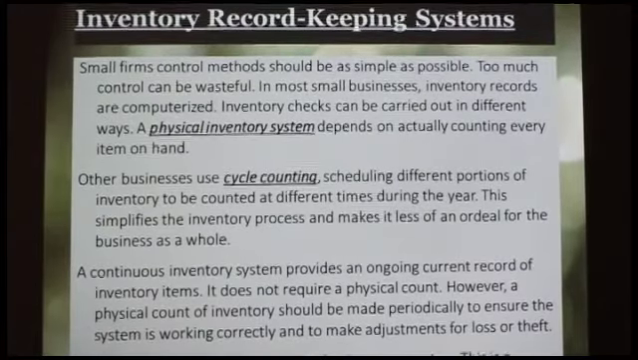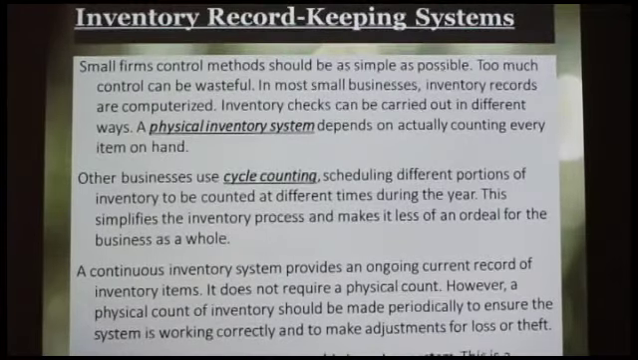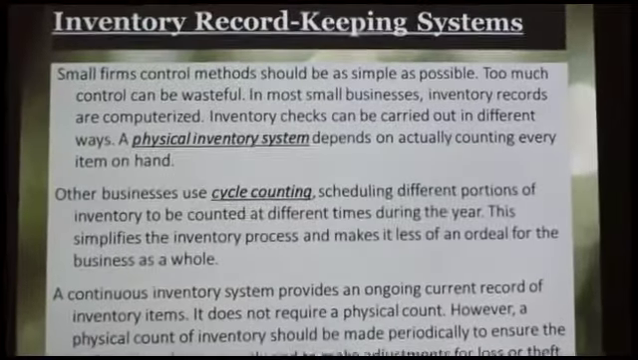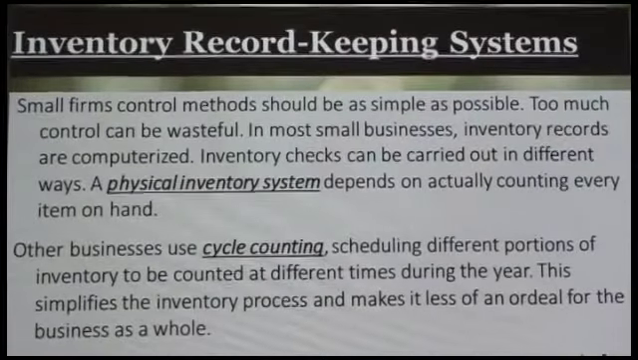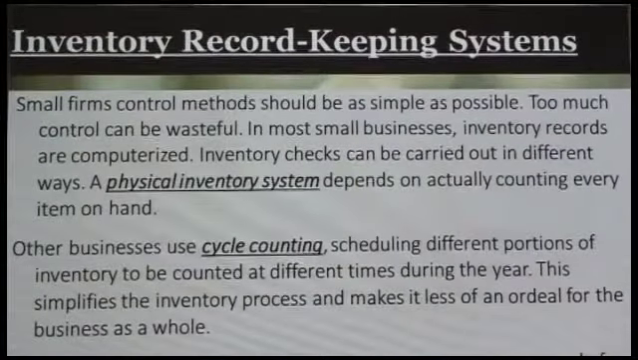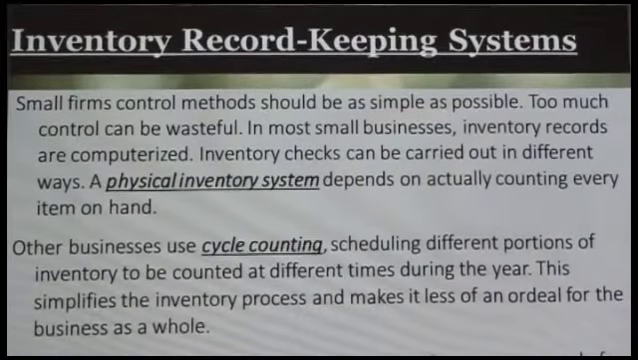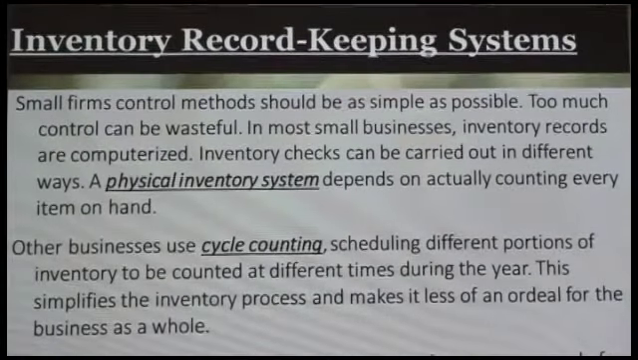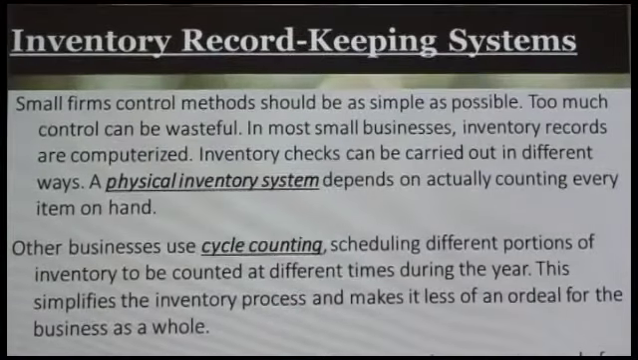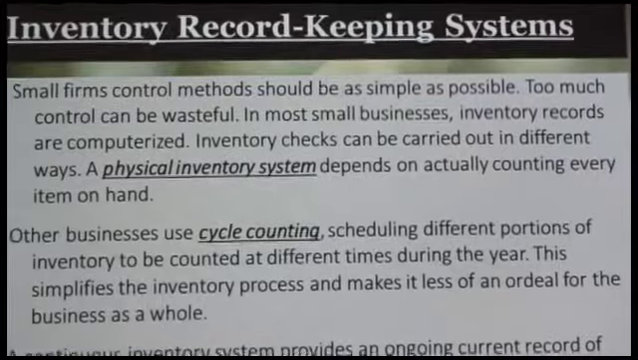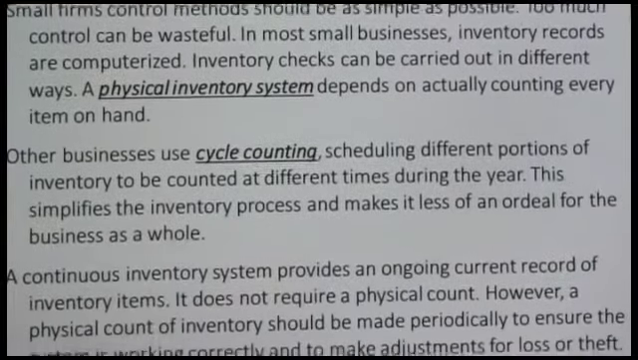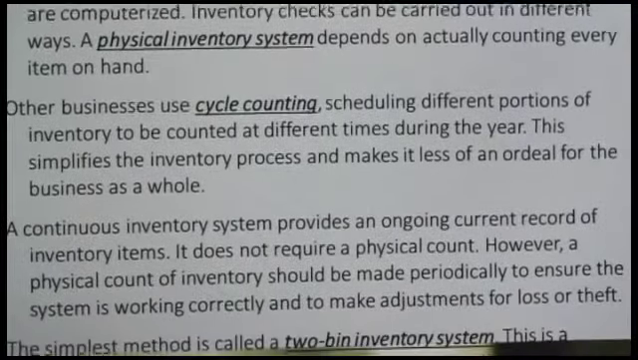Inventory record-keeping systems. Small firms' control methods should be as simple as possible. Too much control can be wasteful. In most small businesses, inventory records are computerized. Inventory checks can be carried out in different ways. A physical inventory system depends on actually counting every item on hand. Other businesses use cycle counting, scheduling different portions of inventory to be counted at different times during the year. This simplifies the inventory process and makes it less of an ordeal for the business as a whole.